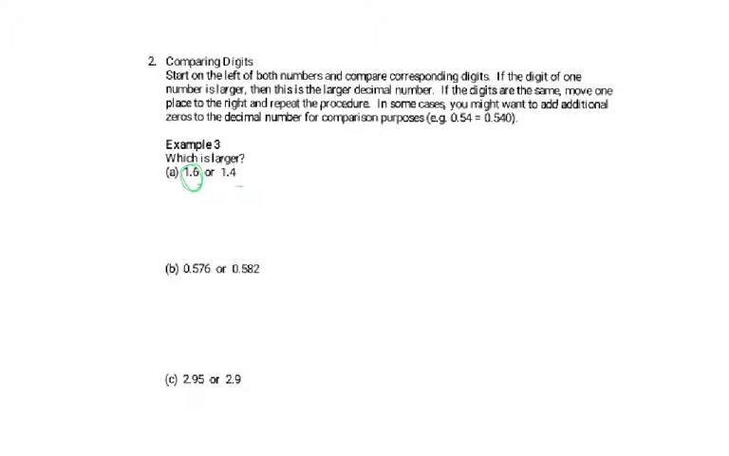Let's look at question B. Both are 0.5, but then the second digit is a 7 or an 8. So since 8 is larger than 7, 0.58 is larger than 0.57. And for question C, 2.95 or 2.9, when you run out of digits, you can just put a 0 at the end. So now the first two digits are the same on both of these, but then a 5 is greater than a 0, so 2.95 is the larger value.